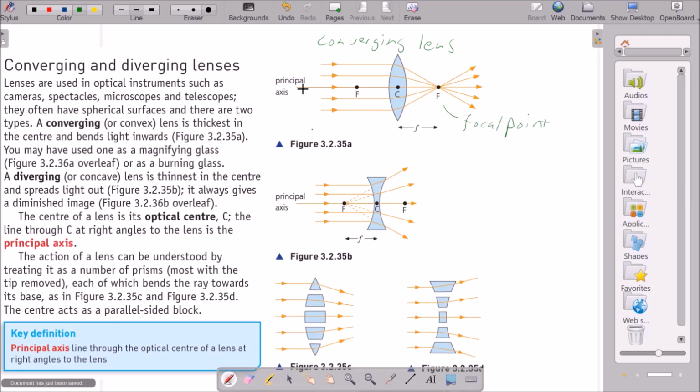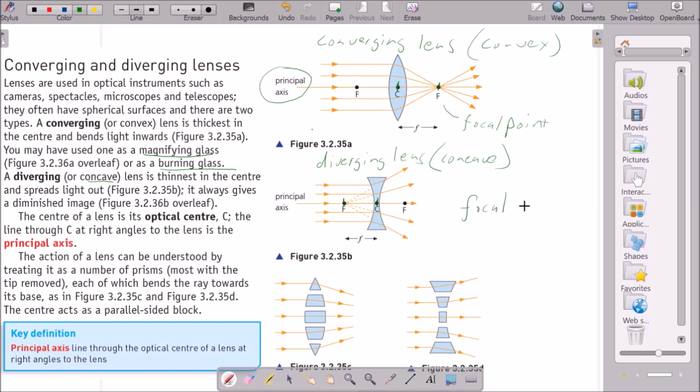We need also to understand that the line that passes through the middle of the lens is called our principal axis. So we use this as a magnifying glass or a burning glass. The distance between the center of the lens and the focal point is what we call the focal length.